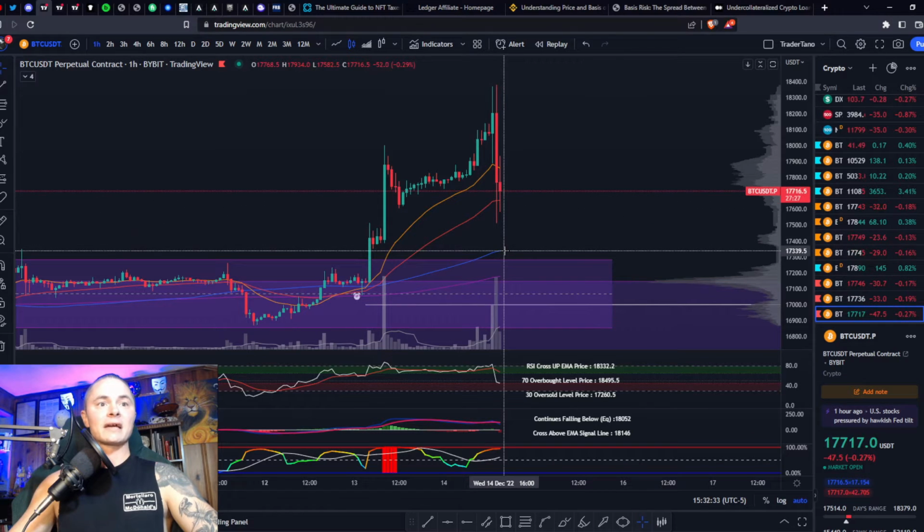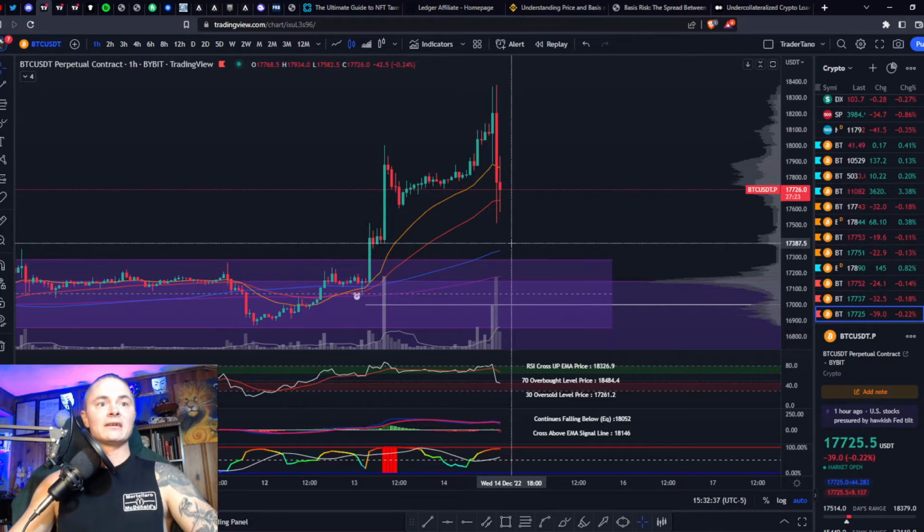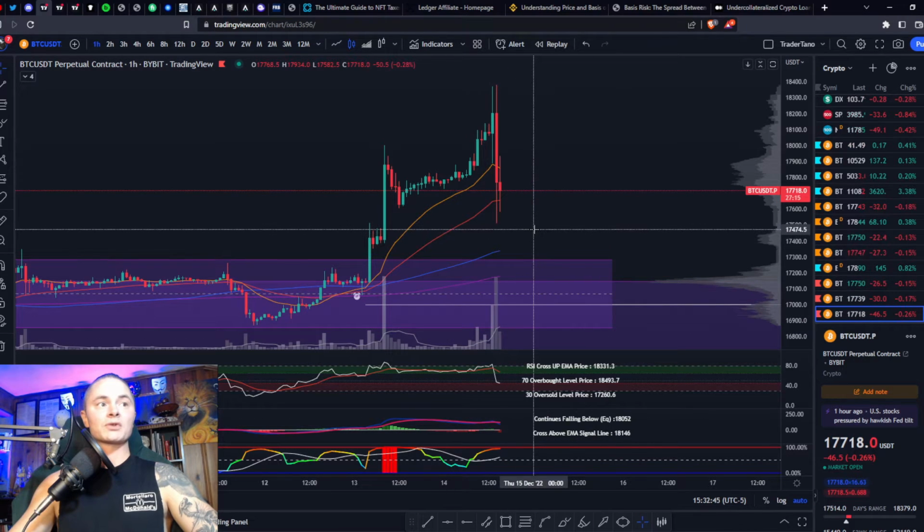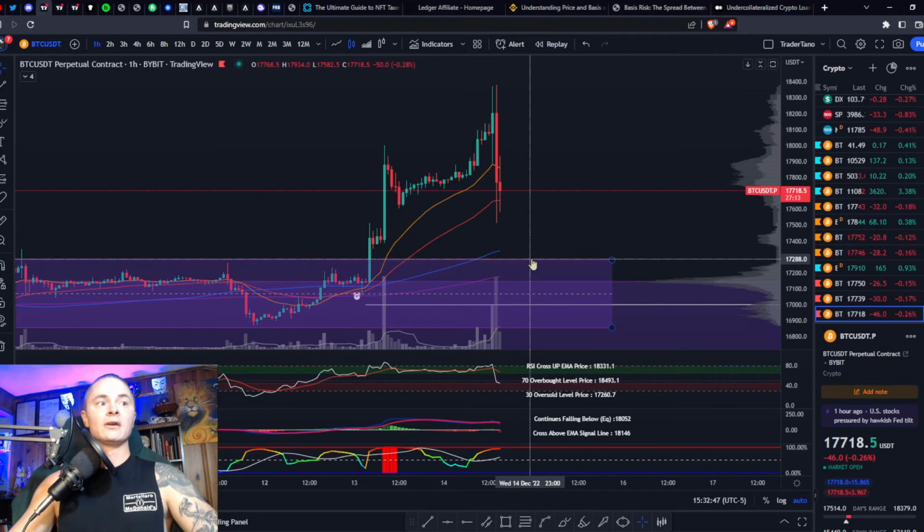I could expect us to come down to around 17,350 to 17,450. Yeah, and at that point, I would expect some sort of bounce, but if we fall below that, probably going to come back down and test the 100 and the top of the smaller range at 17,280.